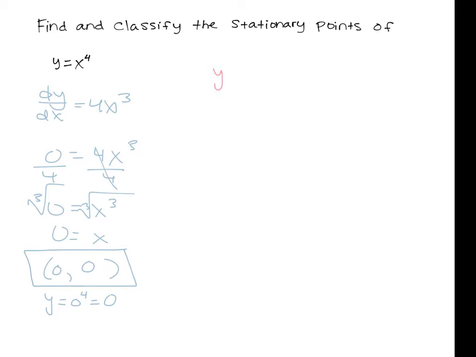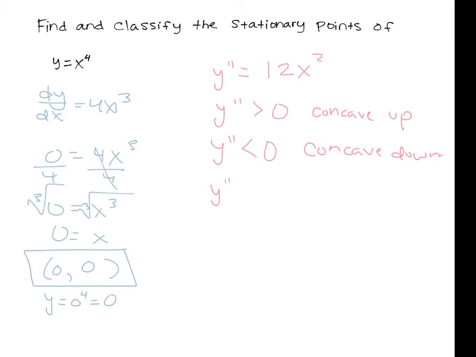Our first derivative was 4x cubed, so our second derivative would be 12x squared. And if our second derivative was greater than 0, if it was positive, then we would be able to say that it was concave up. And if our second derivative is less than 0, then we'd say that it is concave down at that point. Okay, and so we could plug in the x value of our stationary point, which is 0, into our second derivative. And if it's positive, then it's concave up. If it's negative, it's concave down.